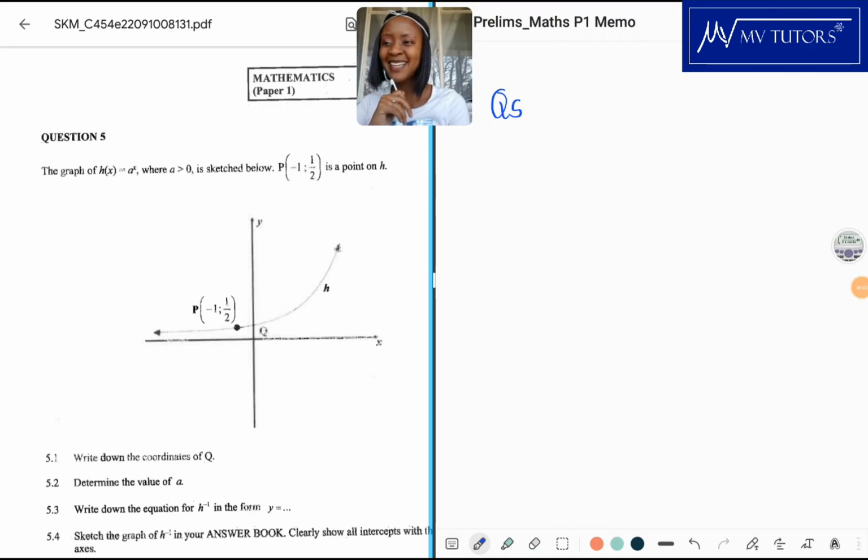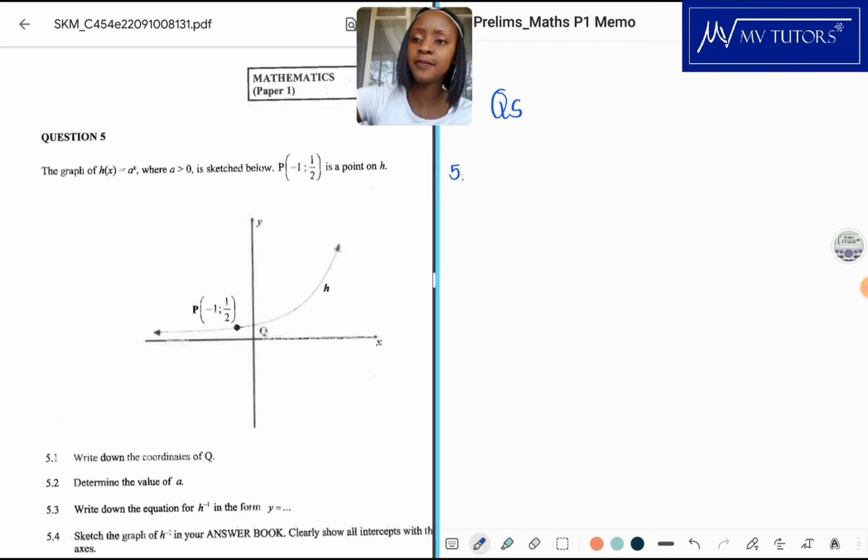You're still with me and we're going to tackle question 5. So it says the graph of h of x is equal to a to the power x. It is an exponential function, where a is bigger than 0, most definitely. And then we have point p somewhere along the graph, and q looks like it is the y-intercept. Okay, so let us answer the questions.